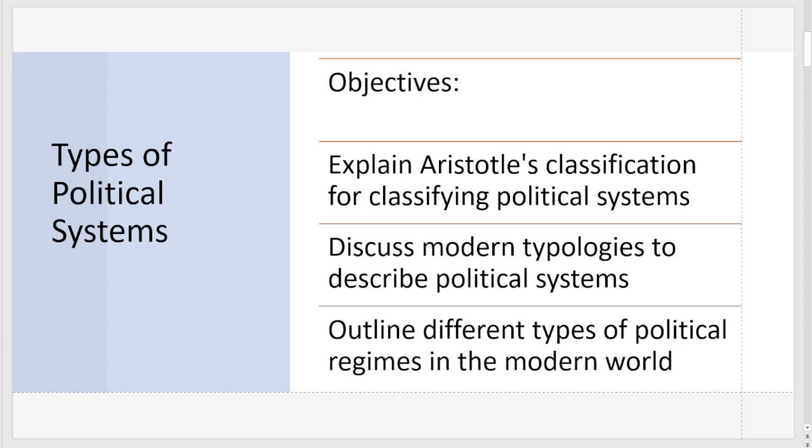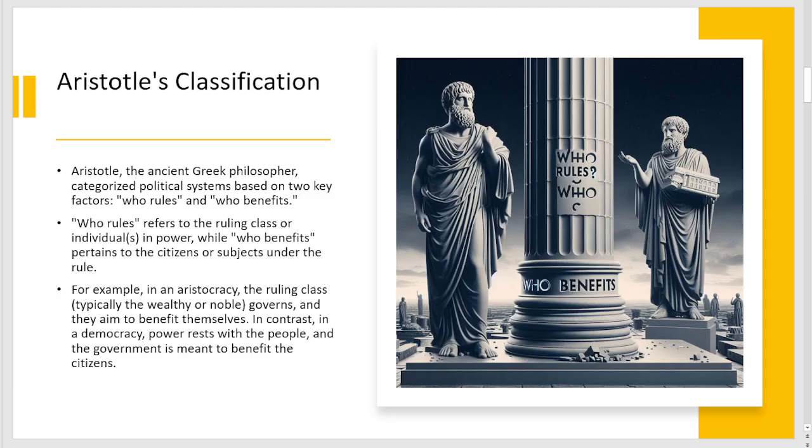Now, if you care to turn to page 53 of your study guide, you would have noticed Aristotle's classification. For Aristotle, his emphasis of his classification is into two dimensions. The first one is who rules, and the second one is who benefits. Now these two classifications are important here, so we tend to see the relationship between who rules and who benefits.